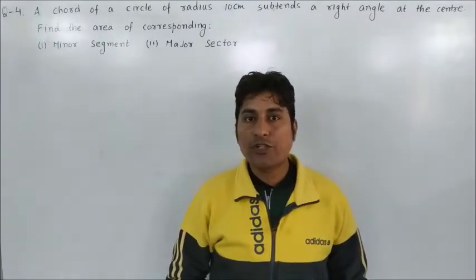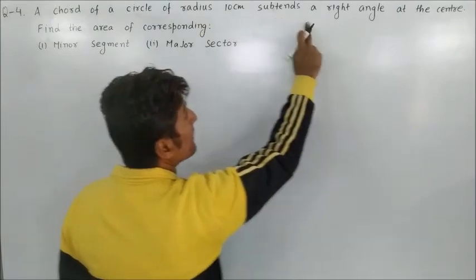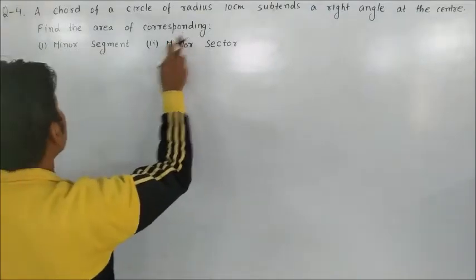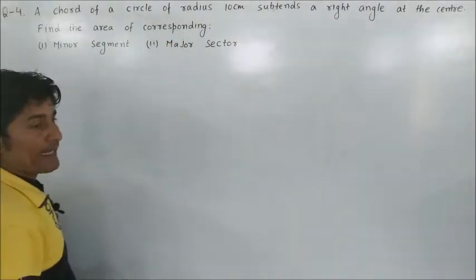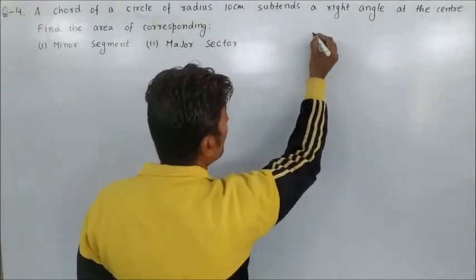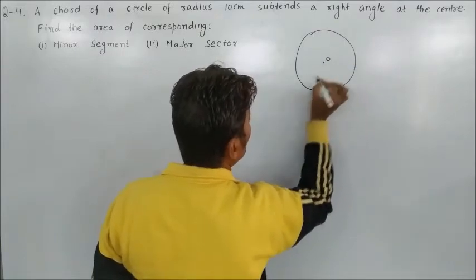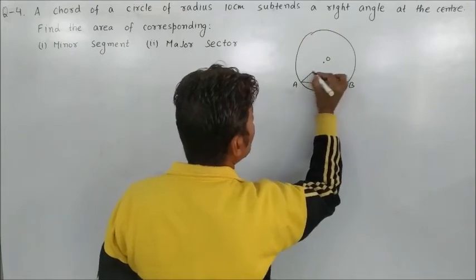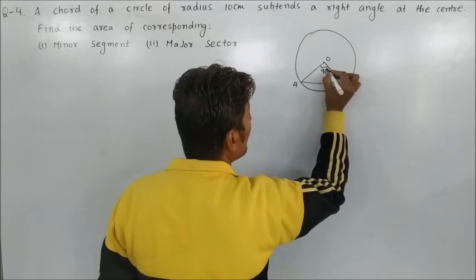Now let us consider question number 4 of the same exercise. A chord of a circle of radius 10 centimeter subtends a right angle at the center. Find the area of corresponding minor segment, and second question is major sector. So first of all, we will draw a circle with center O. Suppose we are having a chord AB which is subtending angle 90 degree at the center.